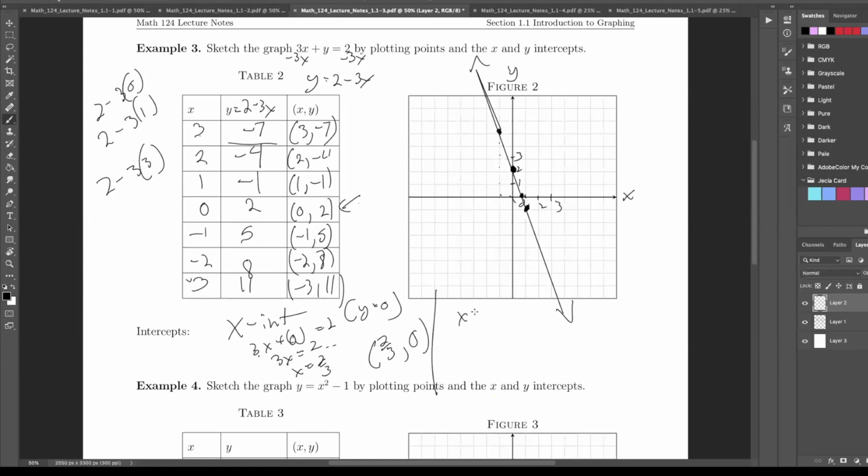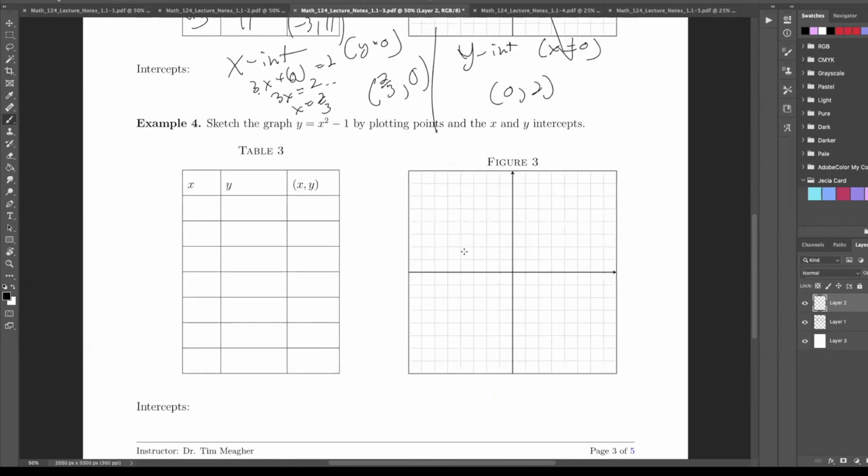My y-intercept is where x is equal to 0. And we already have that. We already calculated that. And so that's just (0, 2). And does that match our graph? Yep, it's right here. Okay, so let's do the next one.